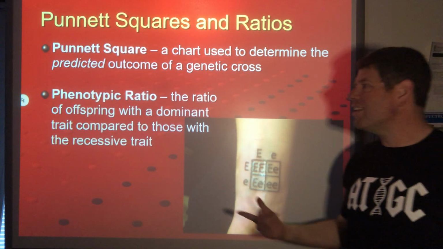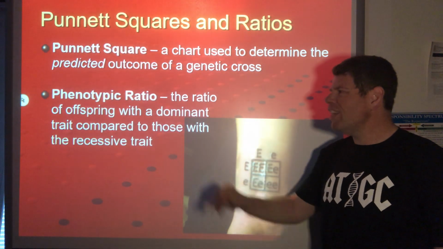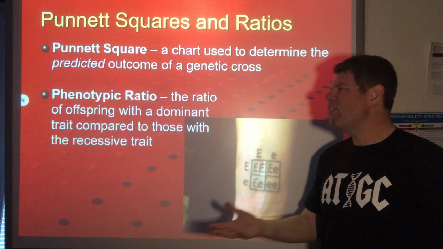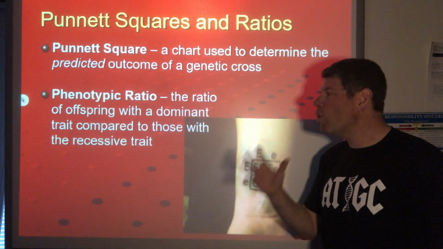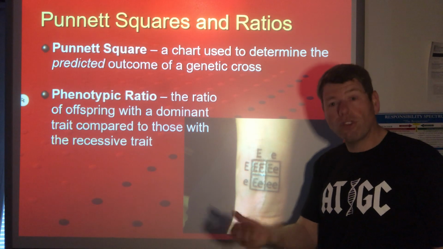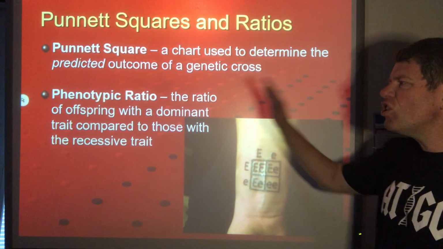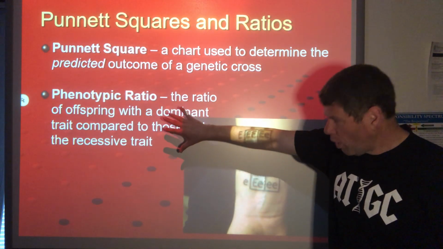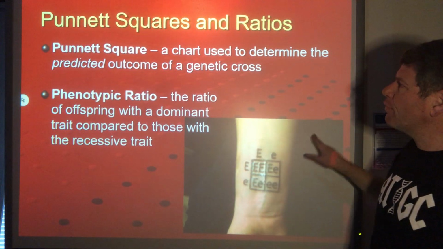What we want to know is the phenotypic ratio. That's the ratio of the offspring with the dominant trait compared to those that have the recessive trait. Remember, what we can see. And that's usually what we want, the most important thing we want to get from Punnett squares.